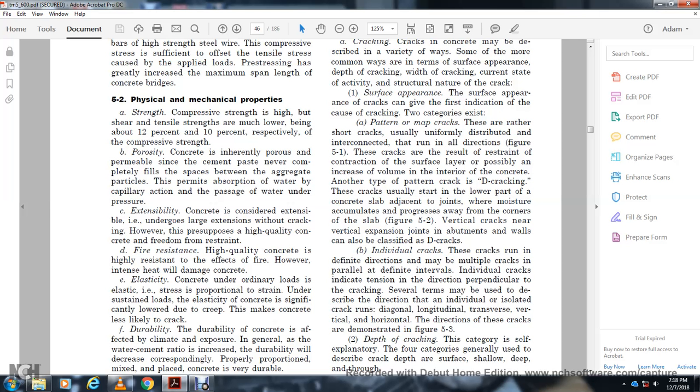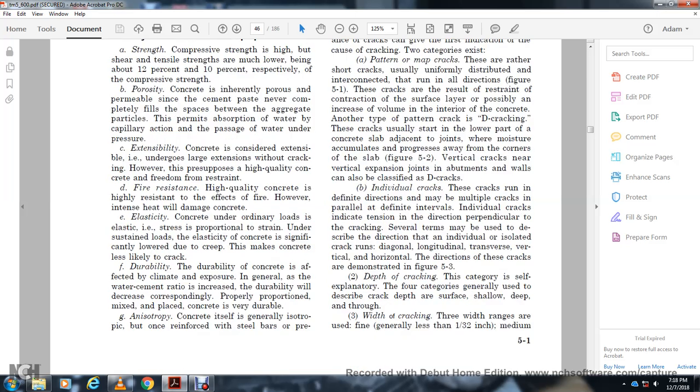Depth of the crack. The category itself is self-explanatory. Four categories are generally used to describe the depth of cracking: surface, shallow, deep, or through. Width of the crack: fine widths are generally less than 1/32 of an inch, then medium.